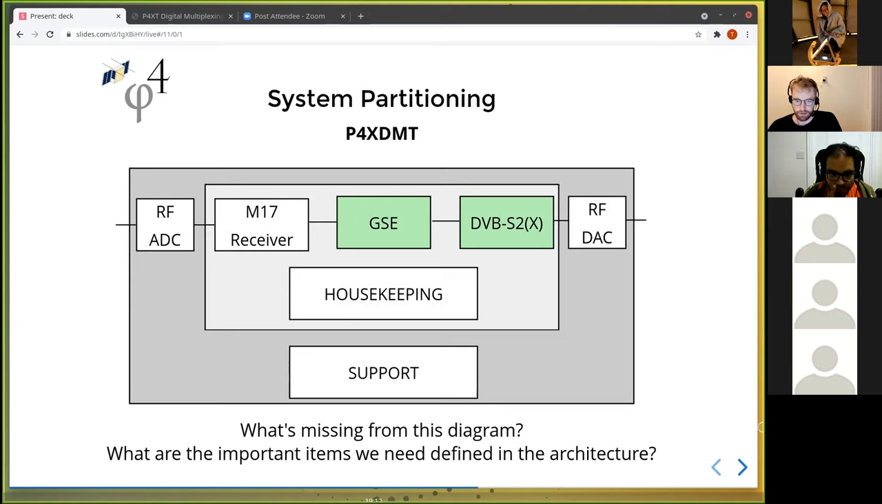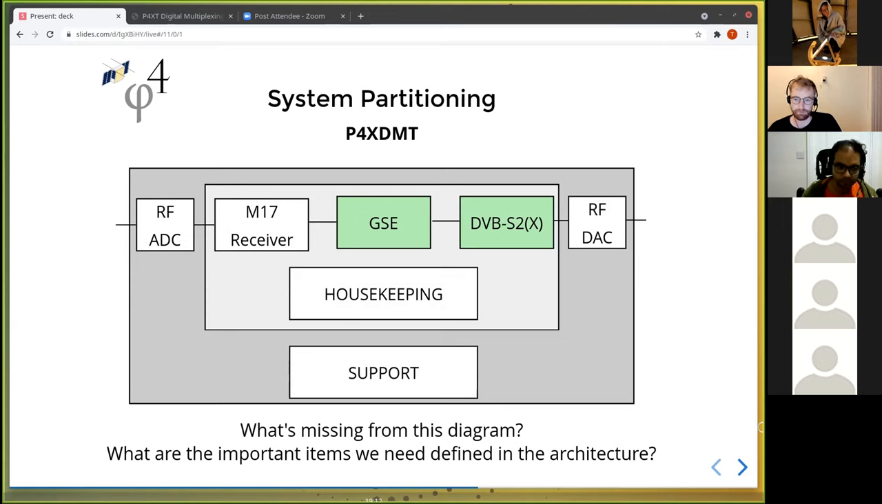Okay, yes, so I guess then it's really that link between the receiver and the GSC, which maybe has the least clarity about it, that we need to work on and define. I can take that. Hi, can you guys hear me?